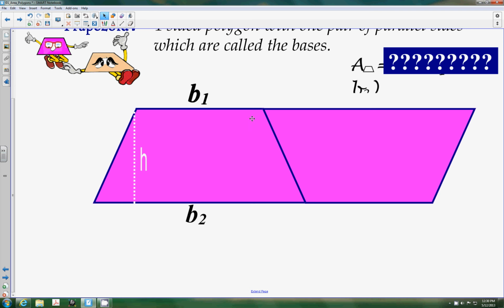All right, and what can I do? This measurement, remember, was this measurement here. So let me just put it there. All right, there it is. Beautiful.